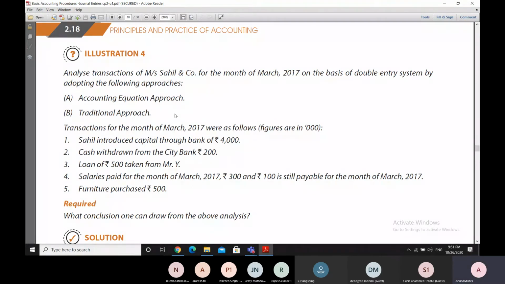So we are taking 5 examples here, and we are going to see by analyzing these transactions of Messrs. Sahil and Company for the month of March 2017 on the basis of the double entry system. We are going to see both the approaches, the accounting equation approach as well as the traditional approach here. So first question is, Sahil introduced capital through the bank of 4,000 rupees.